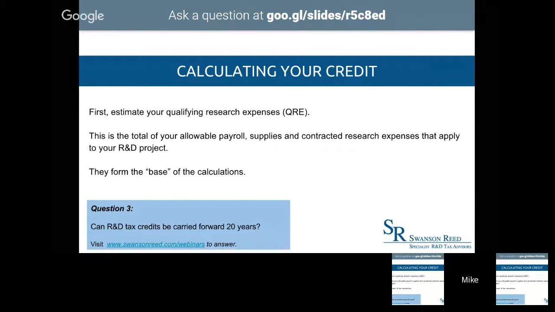And okay, we've got another question here that we have to answer, and let's see how hard this one is. Can R&D tax credits be carried forward 20 years? I think you'd have to go back one or two slides to know the answer to that one. Three slides, something like that. I'll give you a few seconds to think about it. The answer I got was yes, they can be carried forward for 20 years. So if you got that answer, you got it right.